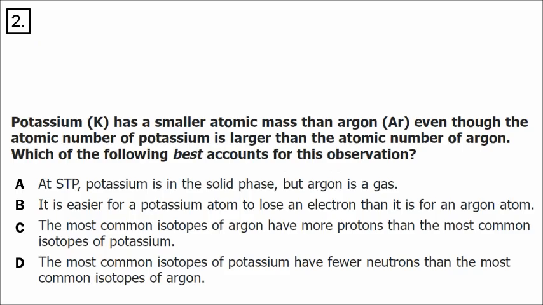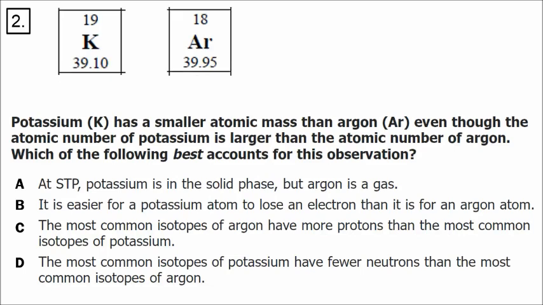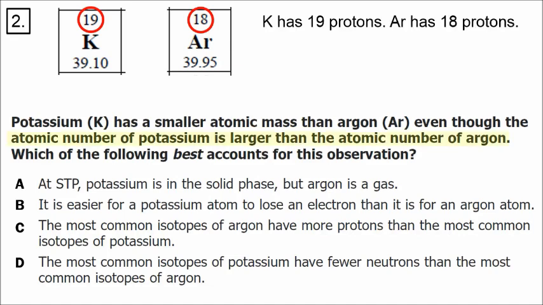Number 2, potassium has a smaller atomic mass than argon, even though the atomic number of potassium is larger than the atomic number of argon. Which of the following best accounts for this observation? So here we see potassium and argon. Potassium has 19 protons. Argon has 18 protons. So yes, the atomic number of potassium is larger than the atomic number of argon.